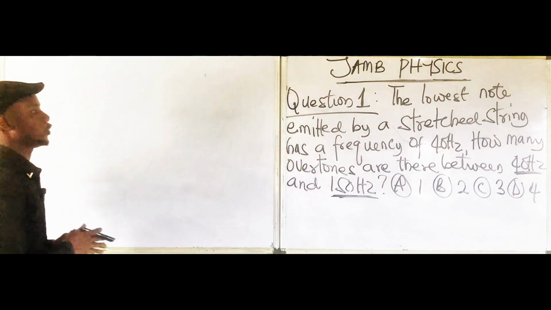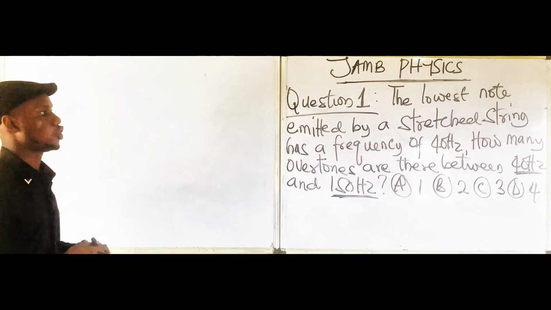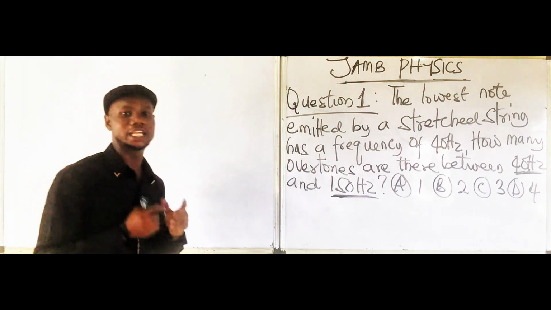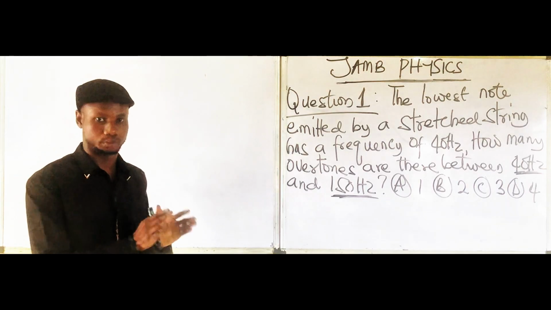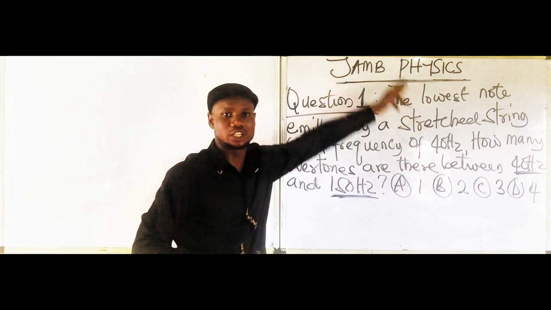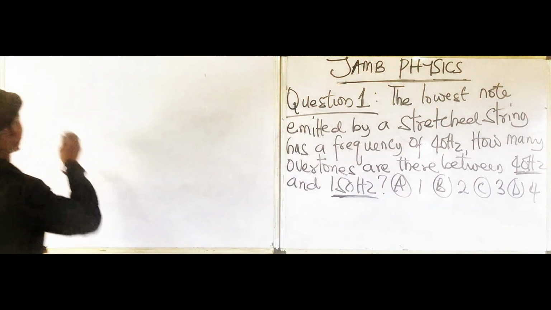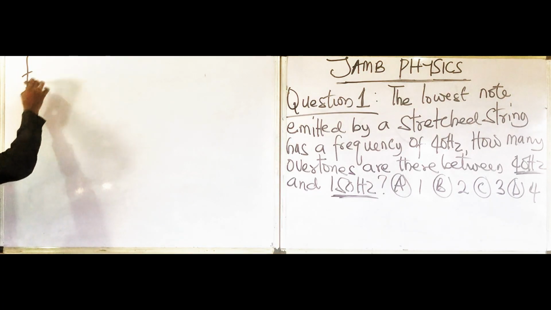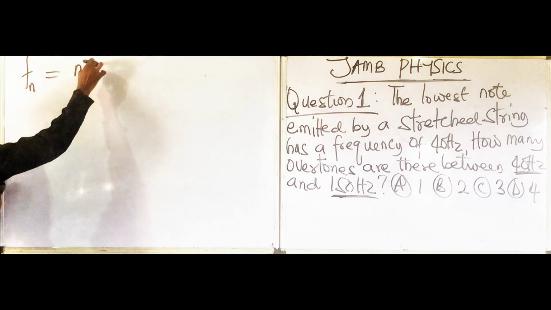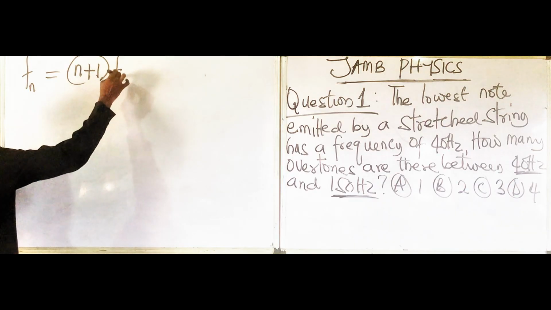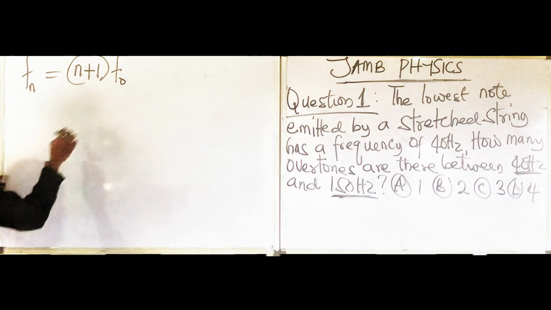Okay, the formula for overtone when it is not in a resonant tube, because they're not mentioning anything like resonance tube here, is Fn is equal to n plus 1 F naught. And this F naught here is said to be the fundamental frequency. It's always given to us in the equation, or the frequency we calculate from the equation is said to be the fundamental frequency.